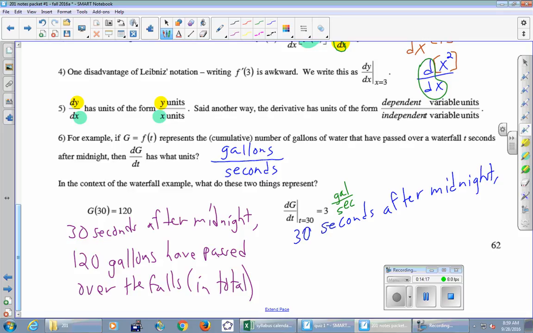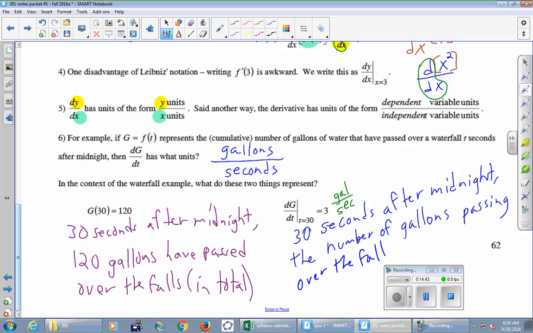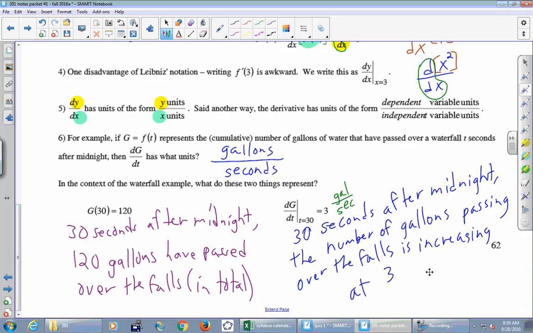But in many contexts, we won't know the right word. It'll just be something we haven't had experience with. So I'm not going to use the word flow here. 30 seconds after midnight, the number of gallons passing over the falls is increasing, because that's a positive 3, at 3 gallons per second. Thank you.